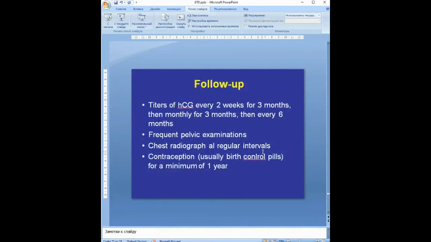Follow-up. Titers of HCG every 2 weeks for 3 months, then monthly for 3 months, then every 6 months. Frequent pelvic examination, chest radiograph, all at regular intervals. Contraception, usually birth control pills, for a minimum of 1 year.